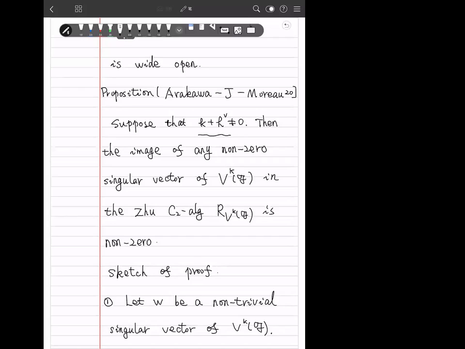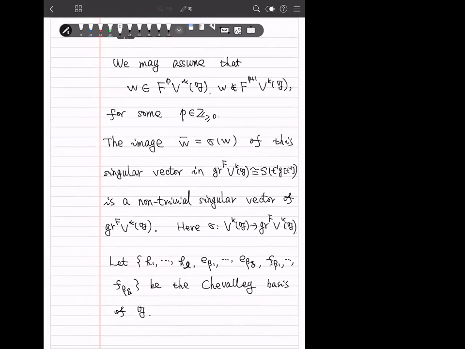Firstly, let W be a non-trivial singular vector of VKG, the universal affine vertex operator algebra. Now we may assume that this W is in FP VKG but not in FP plus 1 VKG, for some non-negative integer P. The image of W in the graded vertex Poisson algebra is a non-trivial singular vector of it. Here this is just the natural map.